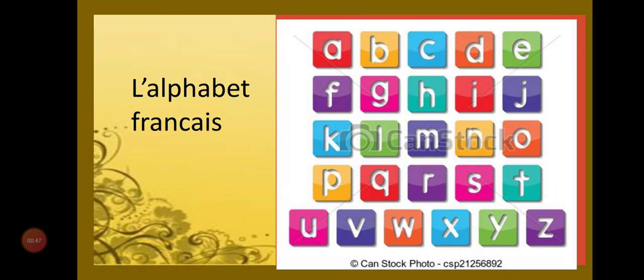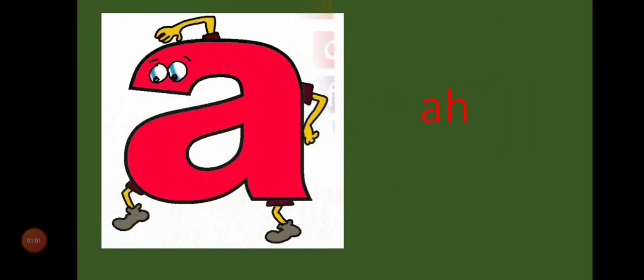These are the letters of the alphabet, and we are going to be looking at them one after the other, and how to sound them in French. The first one is letter A. Letter A in English is sounded as A. But in French, how do we sound it? We sound it as A. Can we say that together?